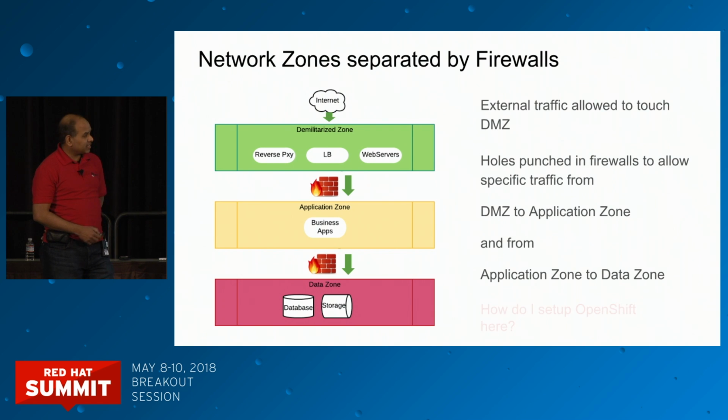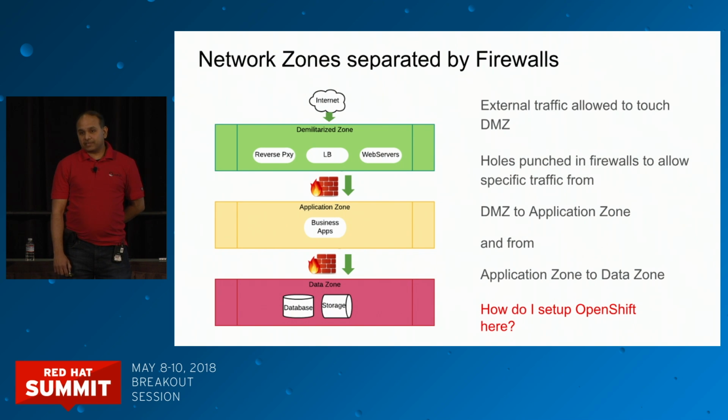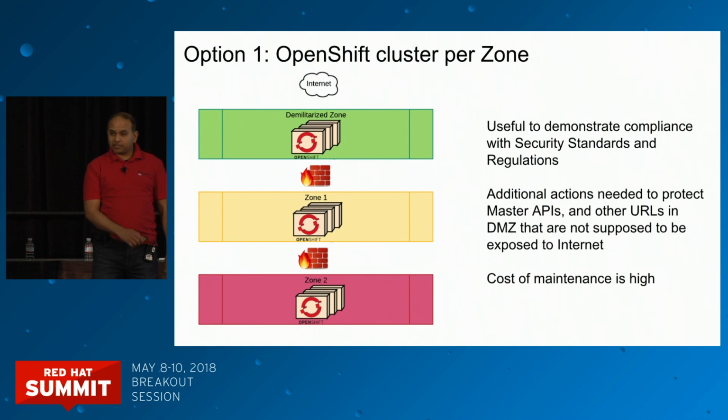Now, if this is my setup, how do I run an OpenShift cluster in this kind of setup? Do I run an OpenShift? Will the OpenShift nodes reside in one of the zones, or all the zones? What do I do here, right? That's the next question. You have a couple of options here.